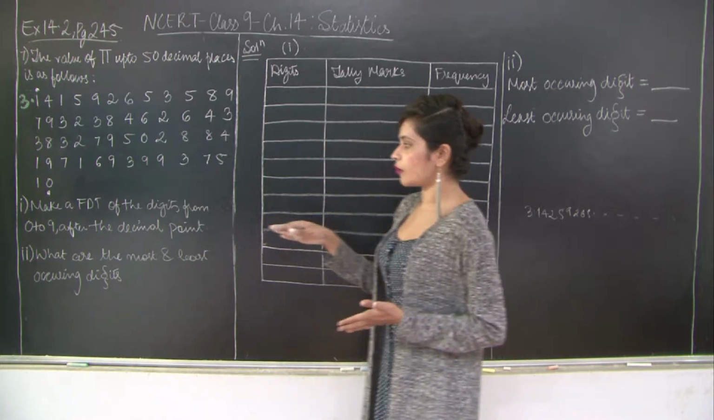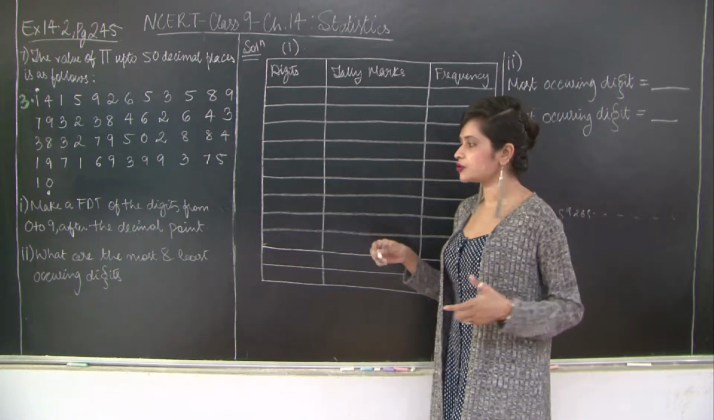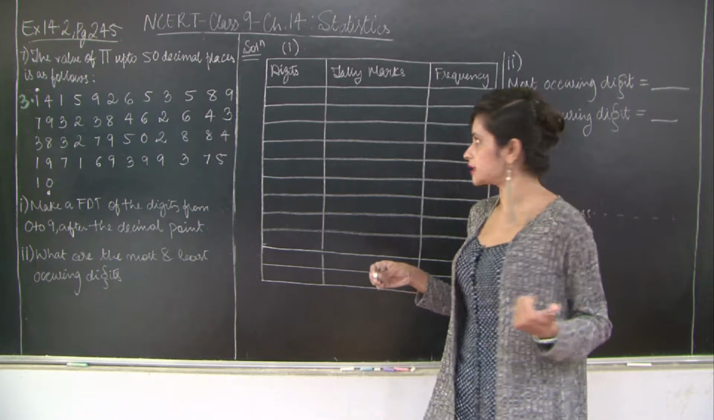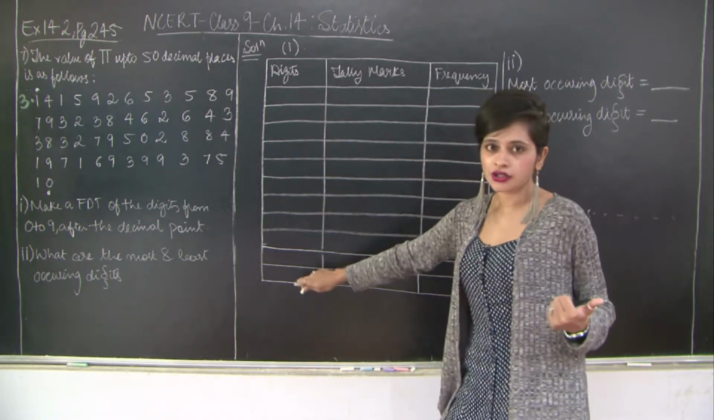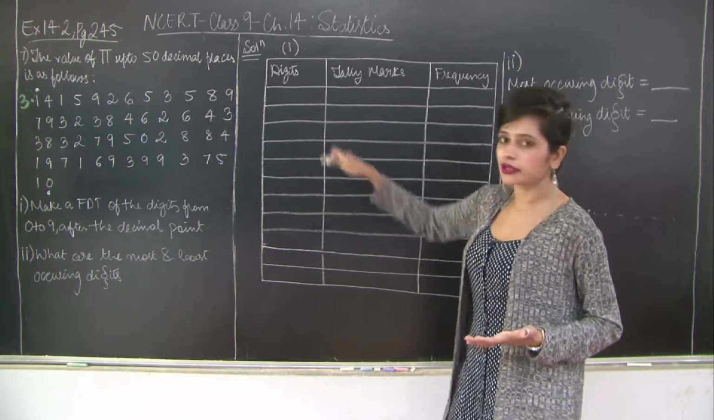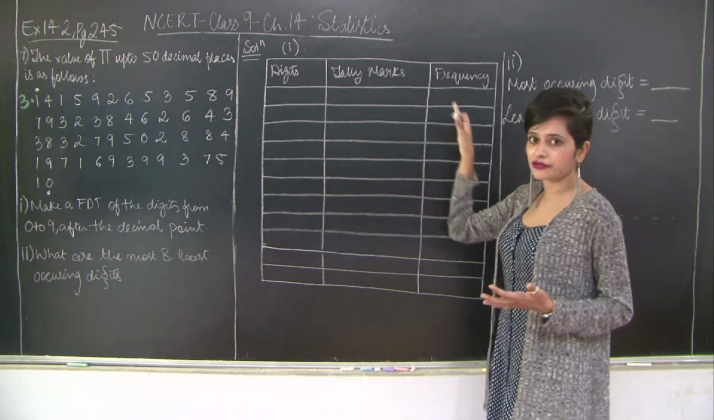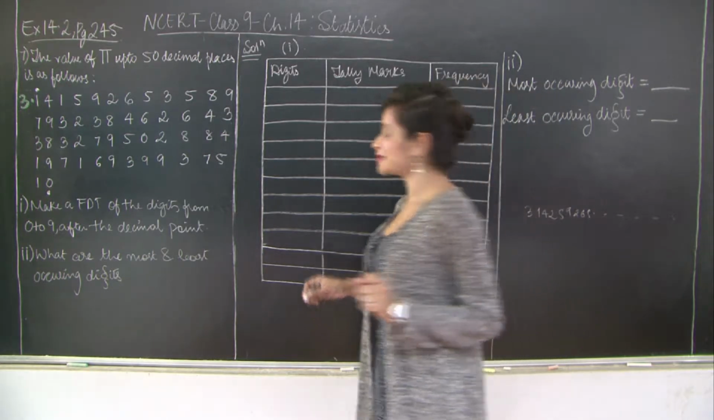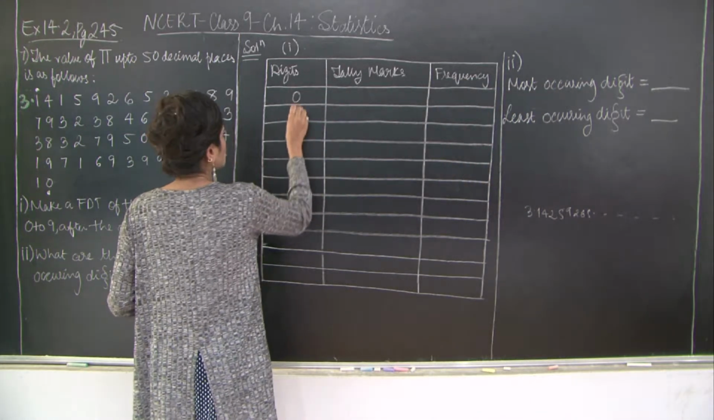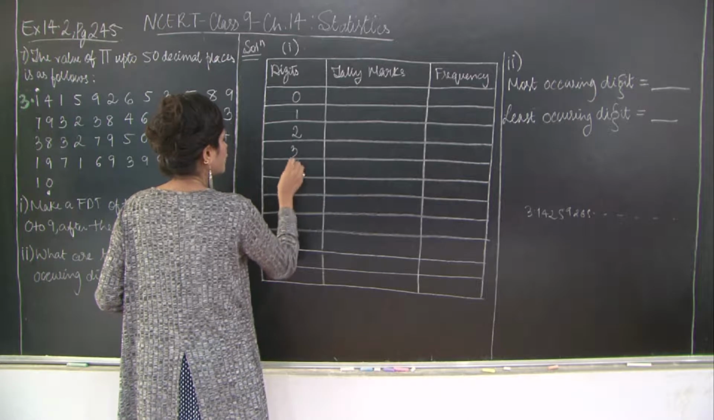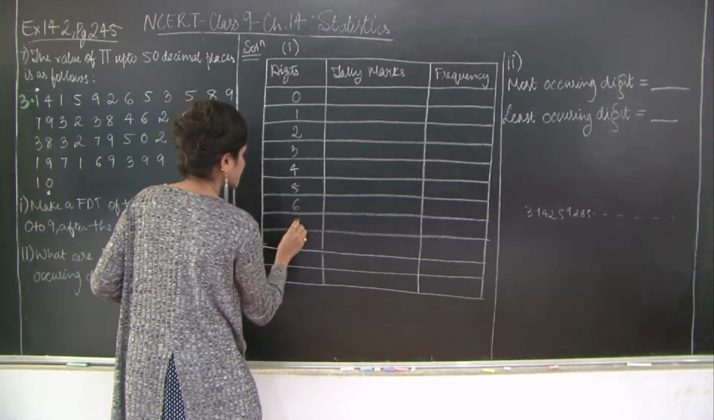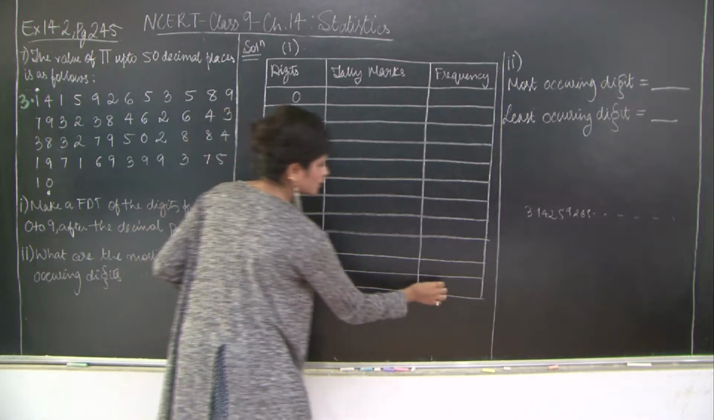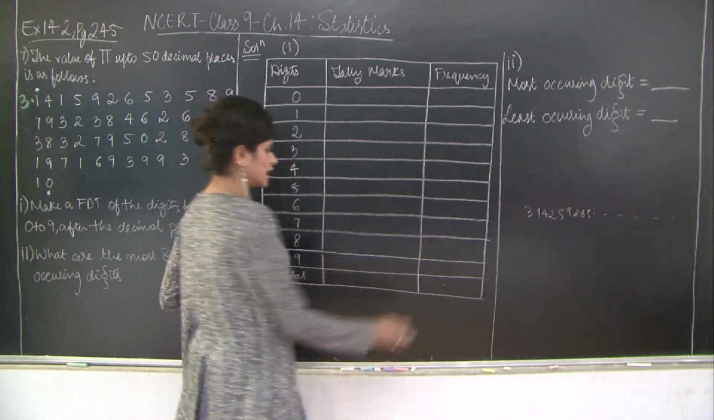Since they've already told us that we have to take numbers 0 to 9, it is obvious that we are going to draw an ungrouped frequency distribution table. So here we are going to write the digits from 0 to 9, the tally marks and frequency, and find the solution to the second sub question. So let's get started. Digits are 0, 1, 2, 3, 4, 5, 6, 7, 8, 9 and finally total. The total should be equal to 50, which we will confirm towards the end.